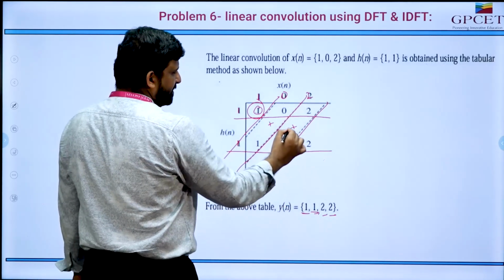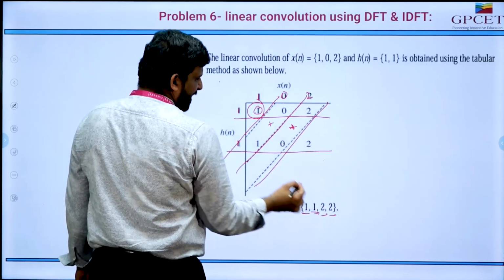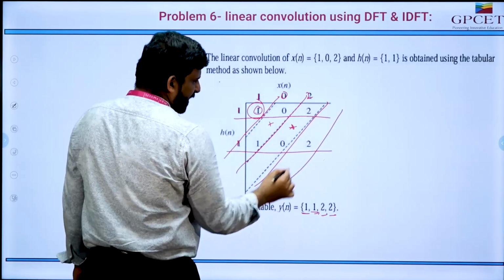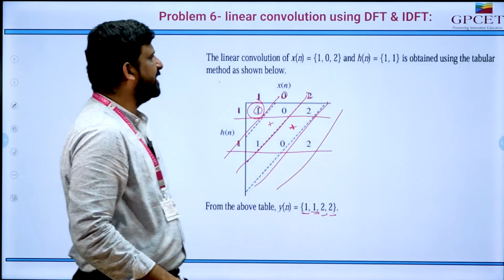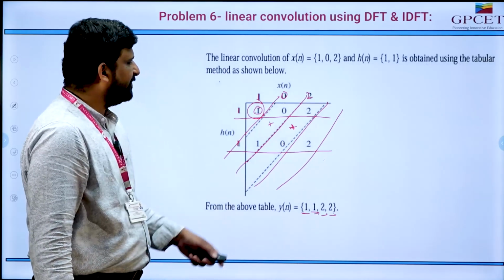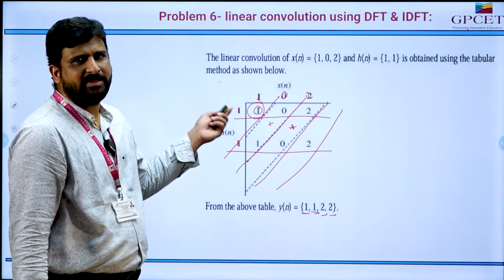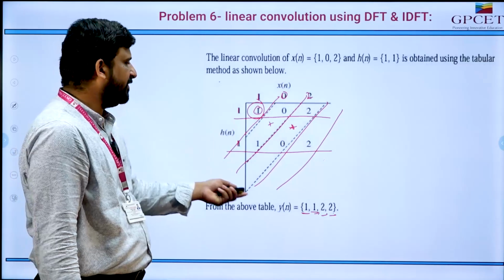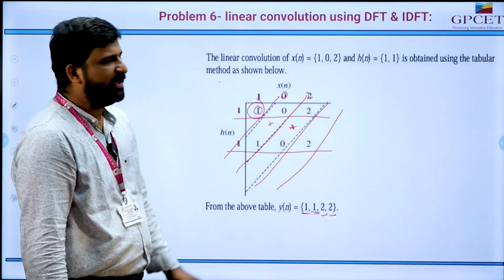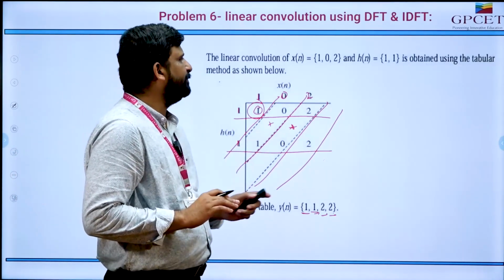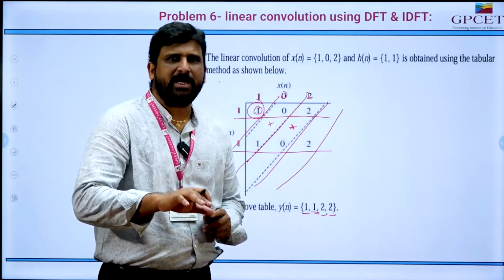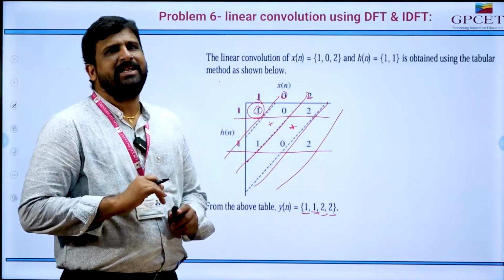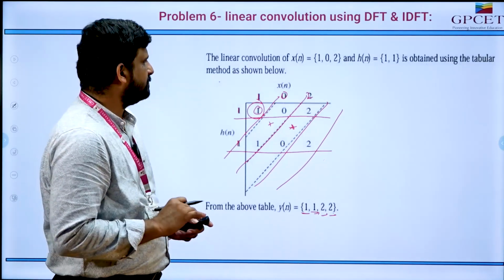In the third cell I got 0 plus 2, that is 2 is the value, and in the final cell I got only 2 values, so 2 is the answer. So by this small simplification tabular column method, we can confirm that the answer we got by using the linear convolution using DFT and IDFT is correct. Fine. So this is how we are going to use linear convolution by using the circular convolution and also by using the DFT and IDFT.